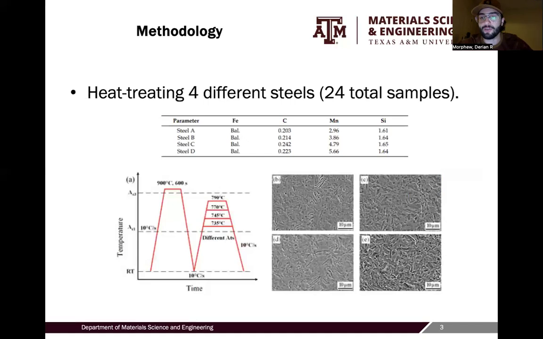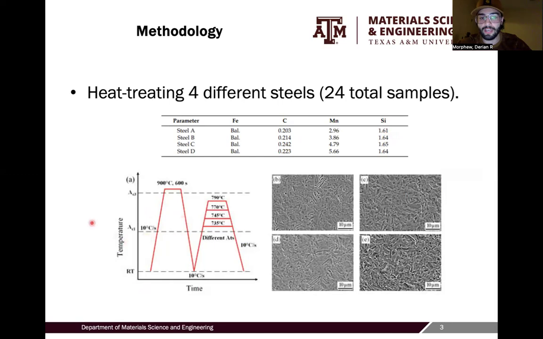And so what they did was they heat treated and processed four different steels. There are 24 total samples because for each type of steel, they varied the annealing temperature six different ways. And so that gave them a total of 24 different samples. But for the four different steels, as you can see here, they varied the manganese composition. And in the paper, they stated they try to keep silicon and carbon relatively similar across all four different steels because they wanted to mainly just vary the manganese.